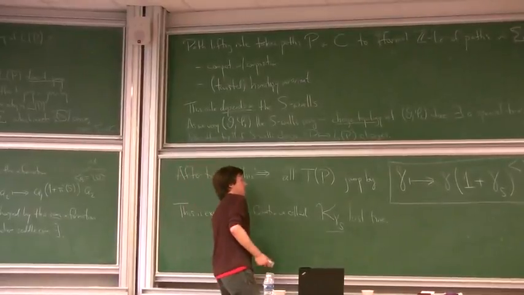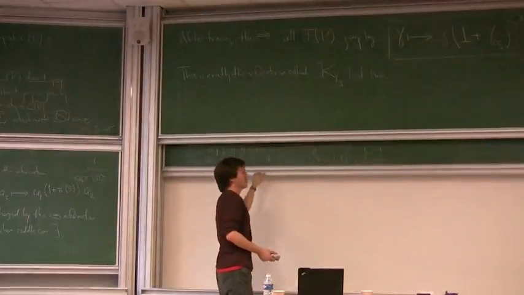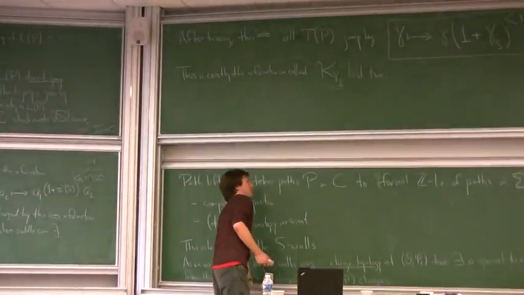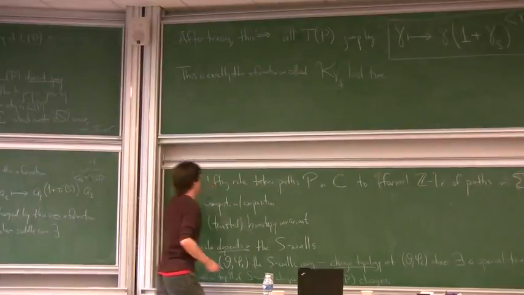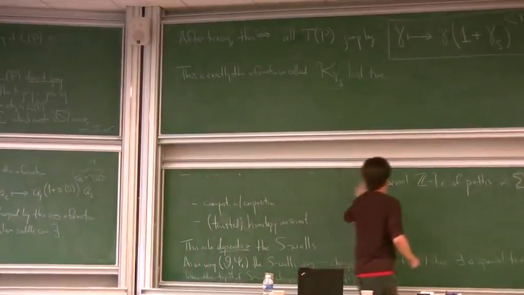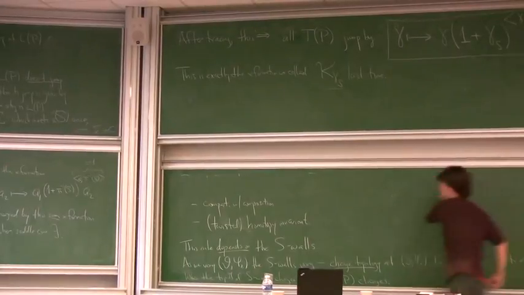So now, to use this to prove the wall crossing formula, we have to do one other thing. We have to understand the role of closed trajectories.